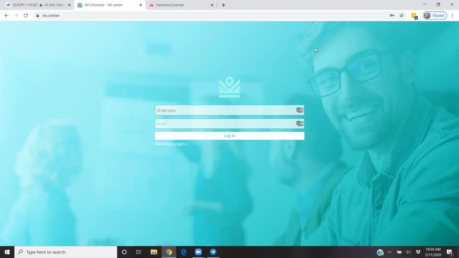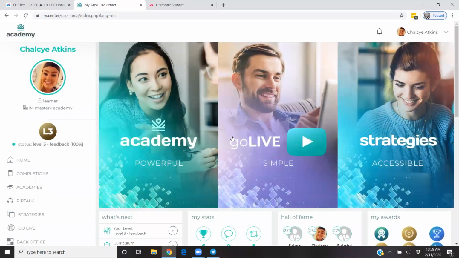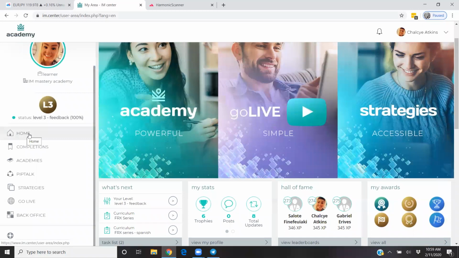But I will go ahead and give a sneak peek of what that looks like. I'm going to log into im.center. This will take you right to our webpage that gives you access to all of those tools. There is a wealth of things that you have access to that will allow you to perfect your Forex trading strategies and your Forex skill set. But today our main focus is the Harmonic Scanner.